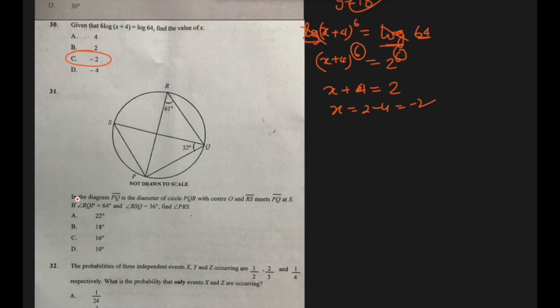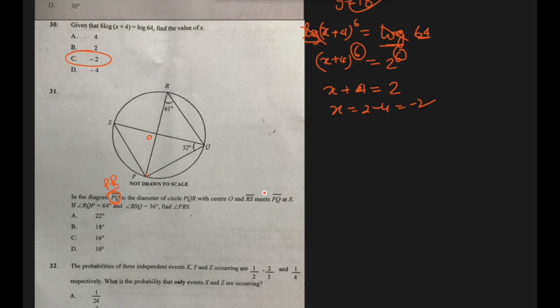Circle theorem again. In the diagram, PQ is the diameter of circle PQR. How is that possible? I think they made a mistake here. PQ is the diameter of the circle PQR with the center O. Where is O? Okay, let's say this is O and they meant PR. Let's assume that. They will give you this advantage, I think, in exams.